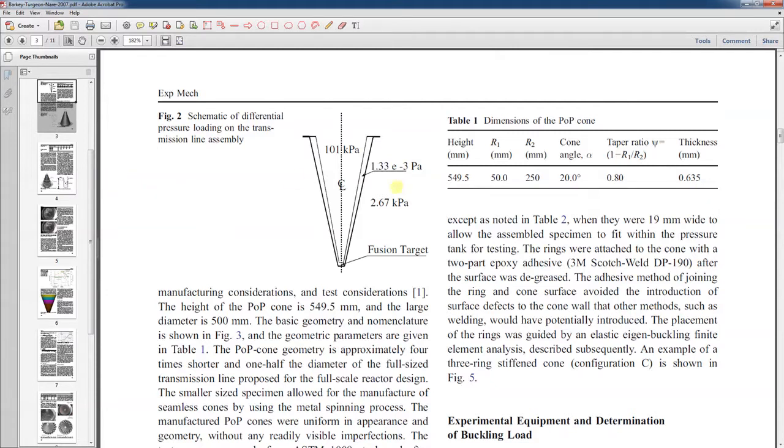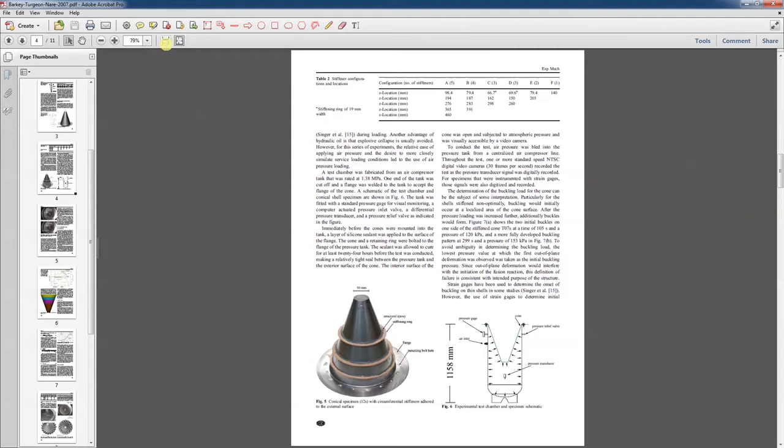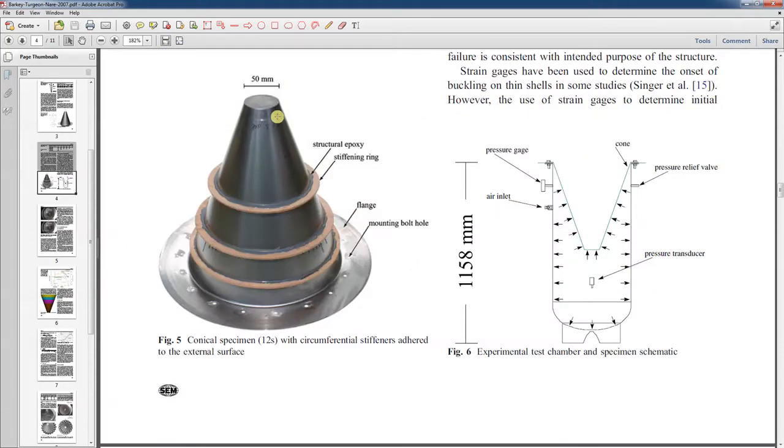And then the other thing that I did was to put different stiffening rings in different locations. So the stiffening rings effectively constrain the lobe formation in these different zones. Now each of these zones, here we have 1, 2, 3, 4 zones in which buckling can occur.